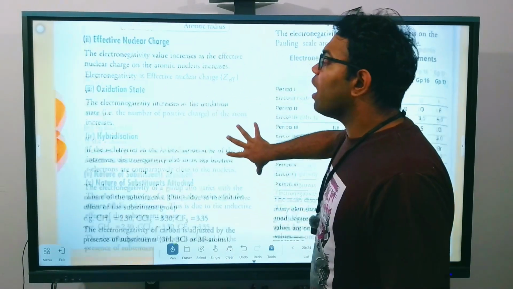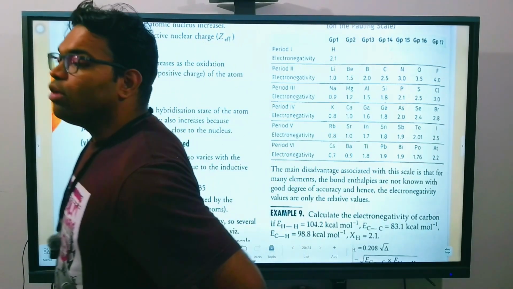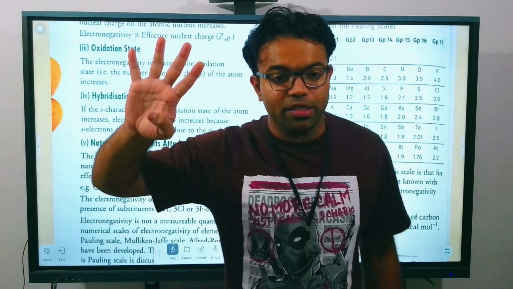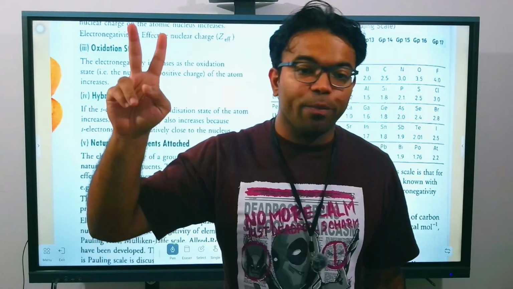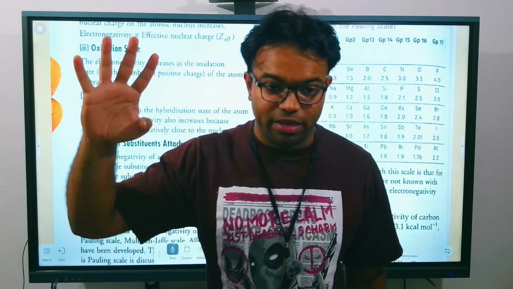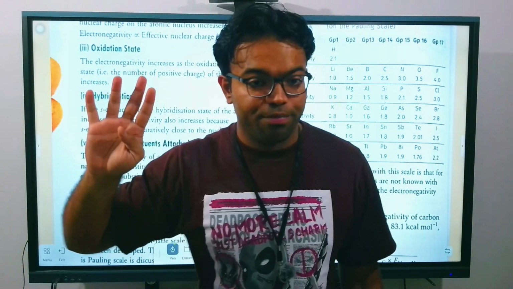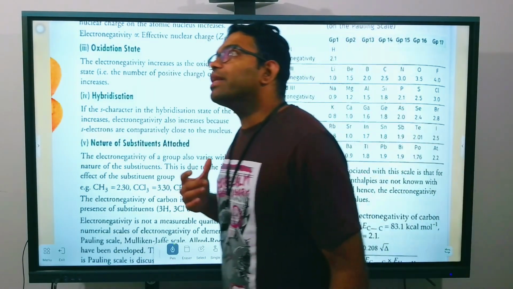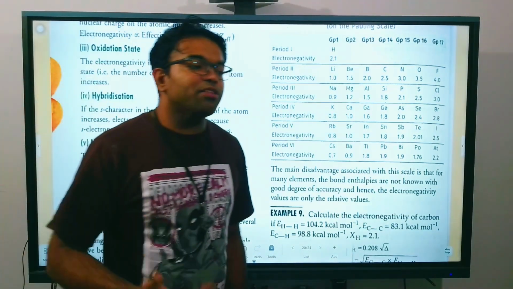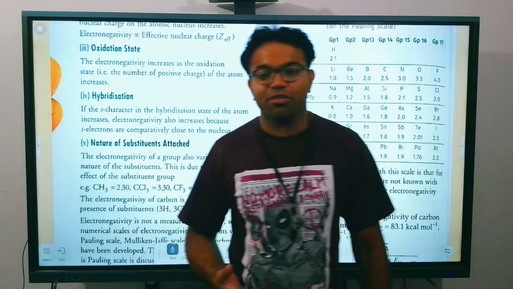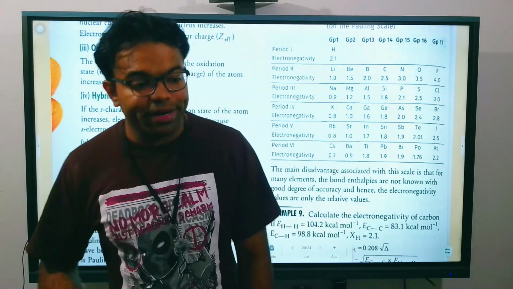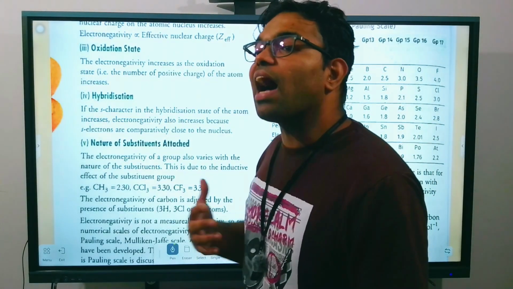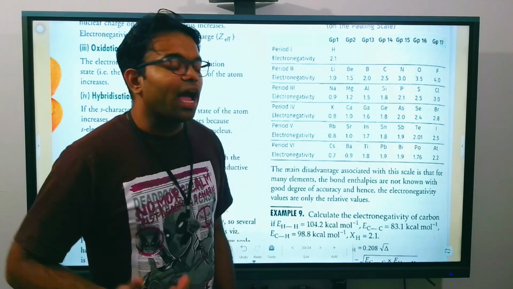Okay, next, your hybridization. What is hybridization? In chapter number 2, structure of an atom, you understood that there are four different types of orbitals: an s orbital, a p orbital, a d orbital, and an f orbital. Now, when we learn VSEPR theory, valence shell electron pair repulsion theory, or molecular orbital theory, or hybridization, in all these theories we will learn something known as hybrid orbitals. What are hybrid orbitals?